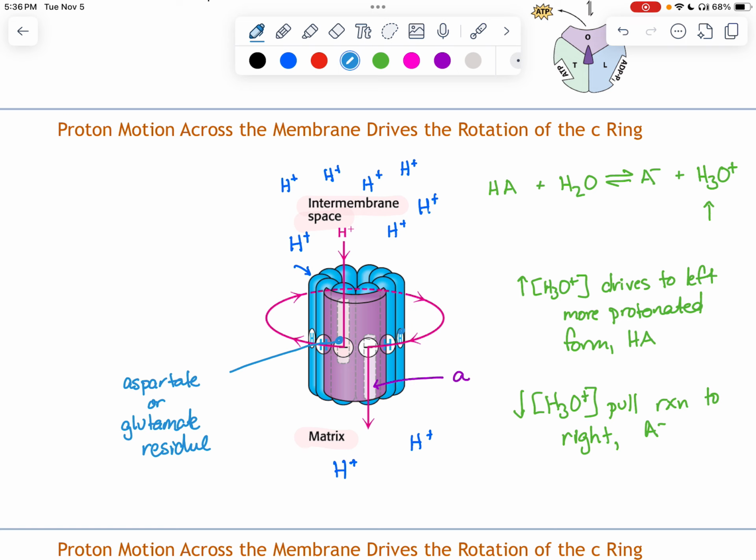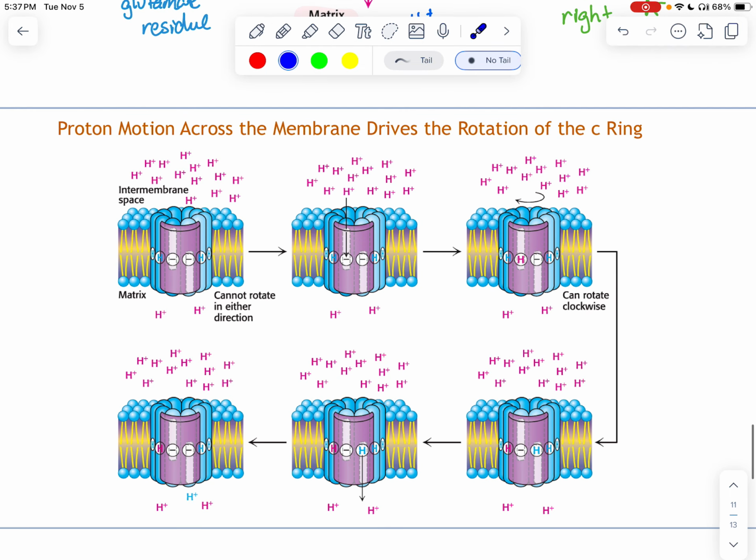So here, maybe I should have used a different color. Here and here and here, somewhere right around that halfway point, we have these acidic residues. That C unit, remember, is buried in the membrane, so we've got our membrane here that this is all a part of. And what can happen is that the H+, the hydronium ions, can move in here and get close to those aspartate or glutamate residues.